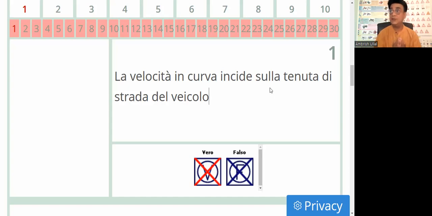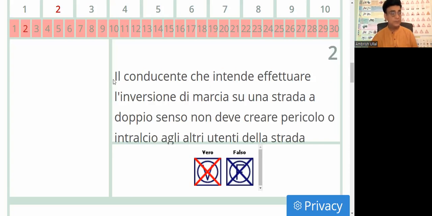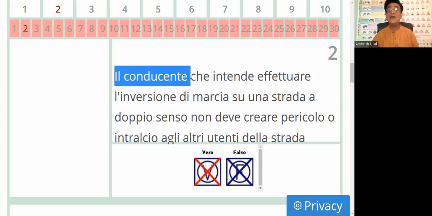Once again, I'm repeating for the people who are listening to my voice, those who can't read and write. I have asked at least 850 total illiterates who have never lifted a pen in their hand. They can't even write their own name, but they passed with zero errors. So, once again, la velocità in curva incide sulla tenuta di strada del veicolo. This is vero. Il conducente means driver.